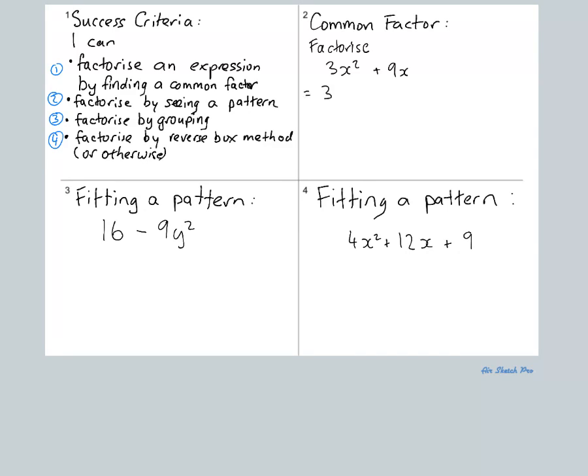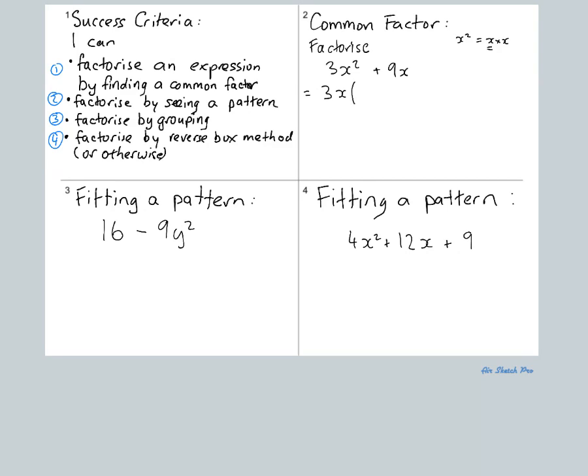So equals 3. And then for each variable in turn, we ask the same question. In this case, I've got an x squared and an x. Now, x squared is just x times x. And so there is a common factor of x there and x there. So we write down x as well. I have no more variables to look at, and so 3x is the highest common factor of 3x squared plus 9x. What we do then is we open up the bracket and we work out what is left.